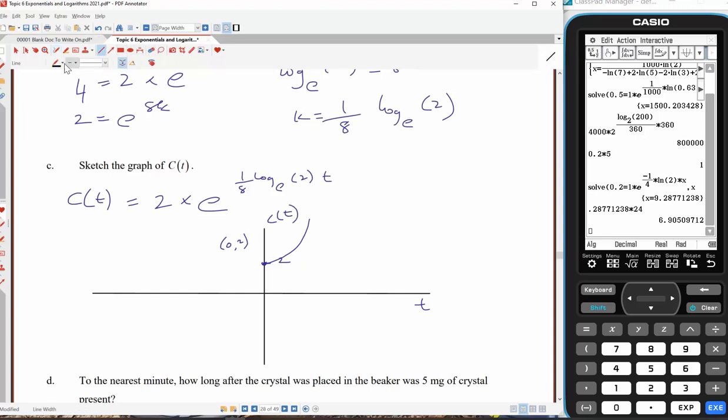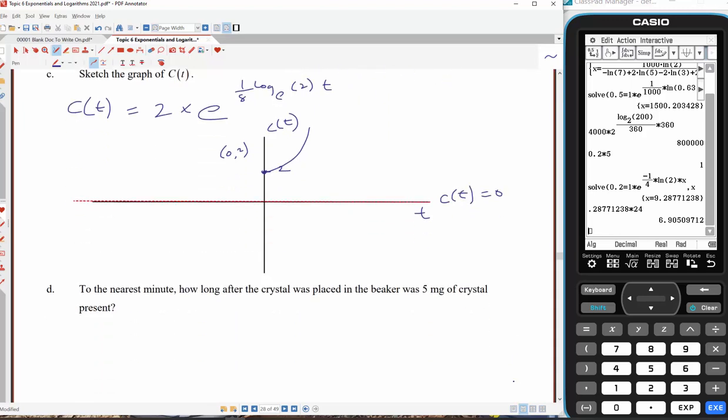Does it have an asymptote? Well, since t is greater than or equal to 0, technically it doesn't, but I'm just going to put it anyway, it doesn't really matter. It would exhibit asymptotic behaviour should it go to negative infinity, so I can put one in if I want. c of t equals 0.